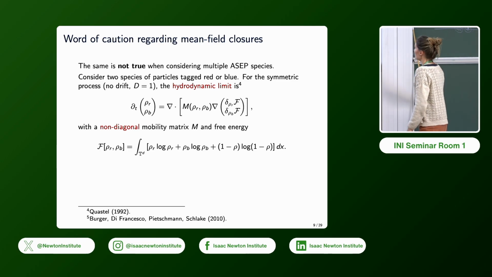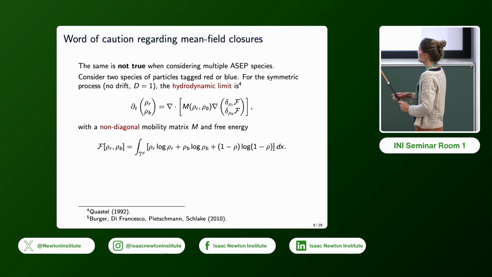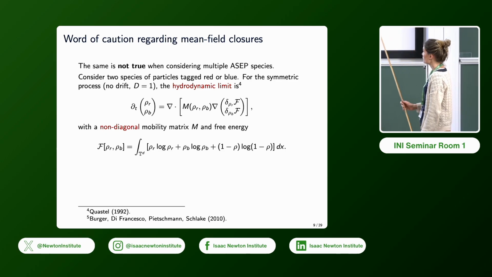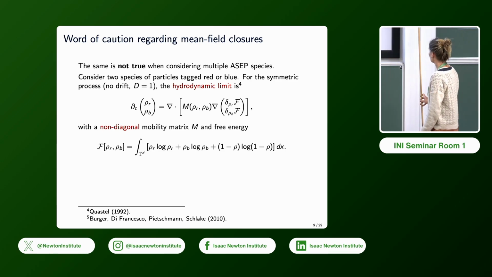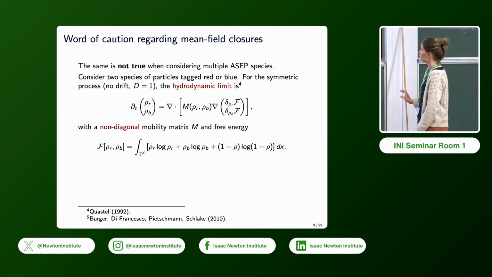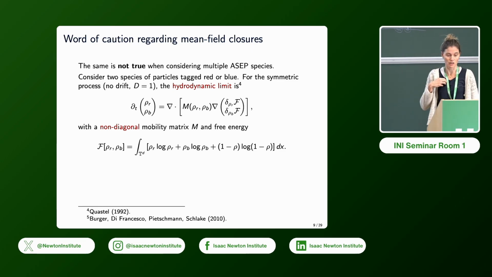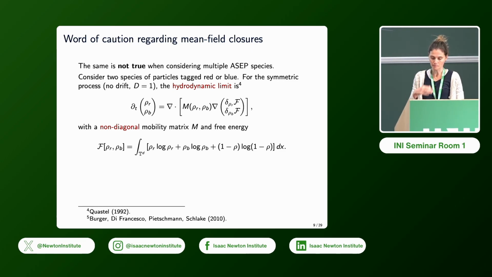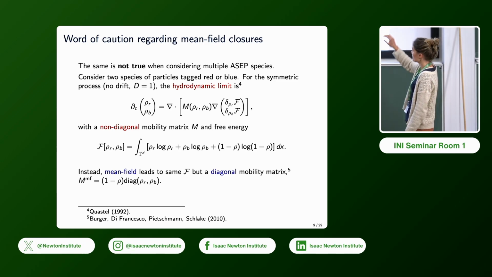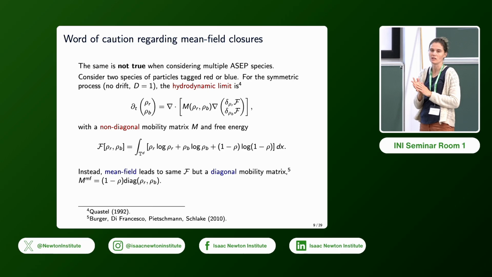And here I'm even assuming, so we forget about the drift, so only the symmetric jumps, and the diffusion coefficient is 1. So the hydrodynamic limit has this form here, again with this sort of gradient flow structure, as I showed before, with a nonlinear mobility matrix. So this is the crucial thing. You get a nonlinear mobility matrix in the hydrodynamic limit. But if instead you did a mean field closure, you would get the same free energy, but a different, a diagonal mobility matrix.